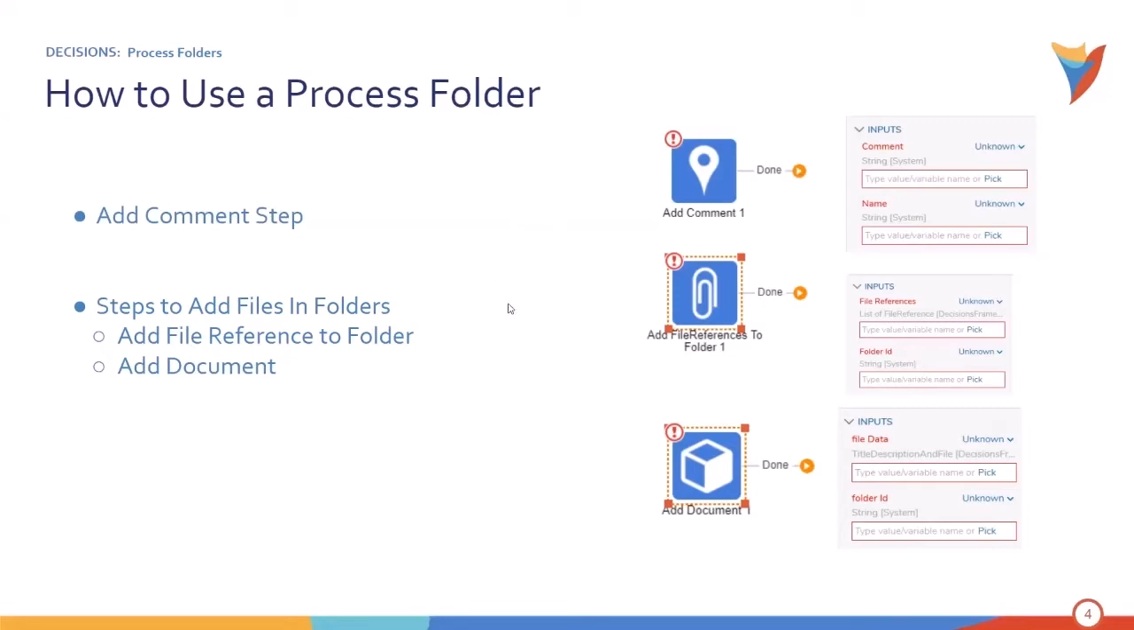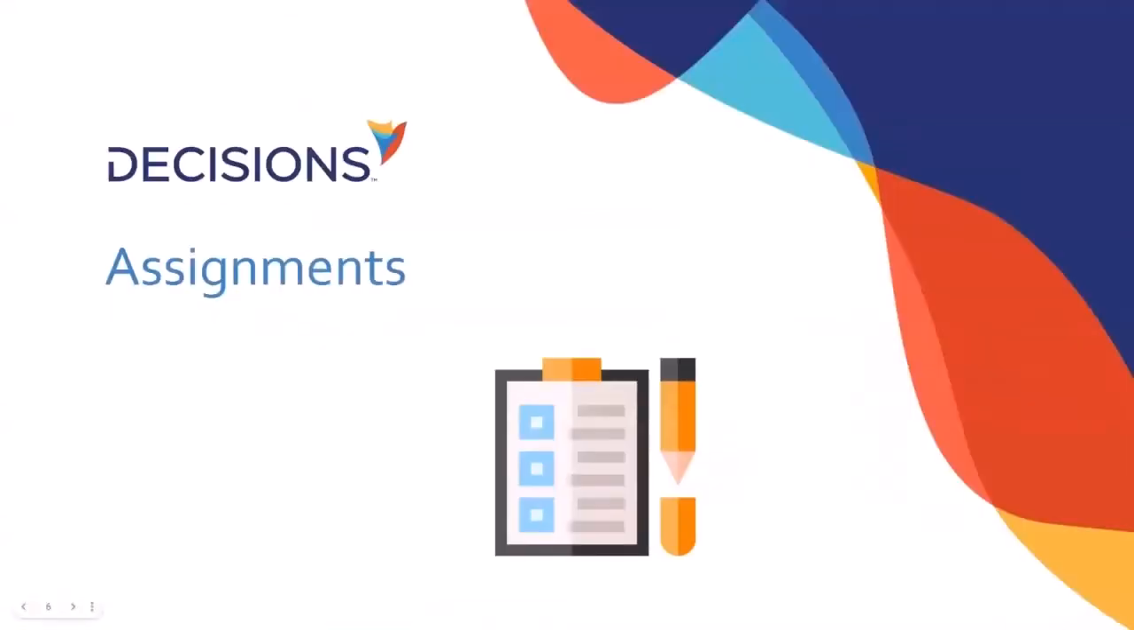The steps for process folders can be found under the process category in the step toolbox, or you can just type and search if you know exactly what you're looking for. But a couple of the steps that we have access to when we're using a process folder are add comment, add references, add file references to a folder, add documents, and so on. So I am going to take a pause here and go into Decisions so I can show you exactly how to create and use process folders, and then we will look at assignments.